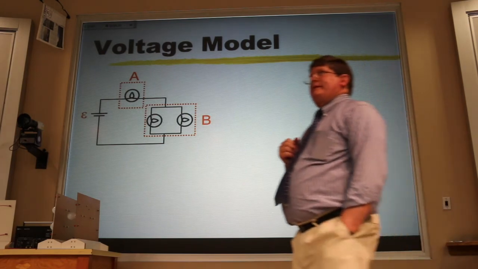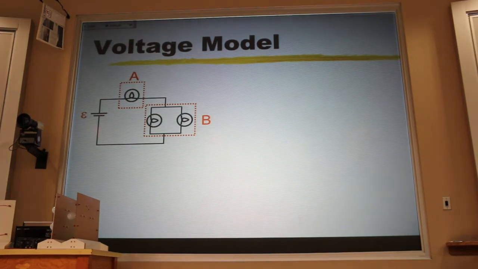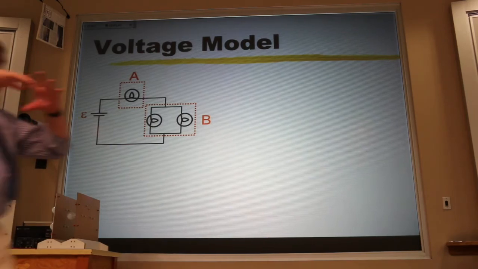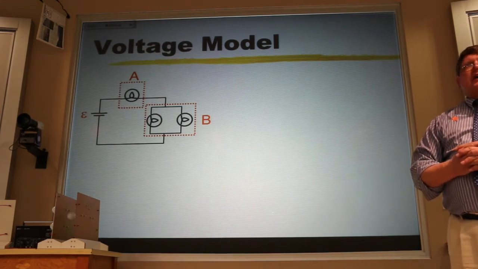We decided that one way of looking at the voltage model was to think of the voltage as the oomph of the battery, how much it has to push to get these charges to go through the obstacles. When we use that way of thinking about the voltage model, we have to put things into boxes that are in series. In this case, box A is in series with box B. Everything that goes through box A has to go through box B. That means that the battery has to push the same number of coulombs through each of those boxes every second.